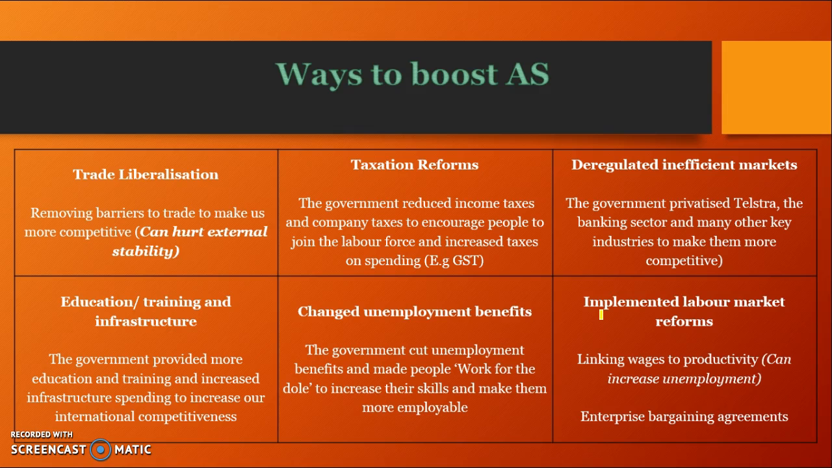So when you're looking at ways to boost aggregate supply, again, we're looking at things that will shift the supply curve to the right. So when you're drawing those demand and supply diagrams, you're looking for things that will shift the supply curve right. Things we're going to talk about in this video: trade liberalisation, taxation reforms, deregulating markets, which means privatising markets rather than them being run by the government, education and infrastructure, and changes to unemployment benefits. So, for example, one good way to increase participation is to make people work for their unemployment benefits so that unemployed people will actively be getting skills, which they can then use to improve our productive capacity going forward.